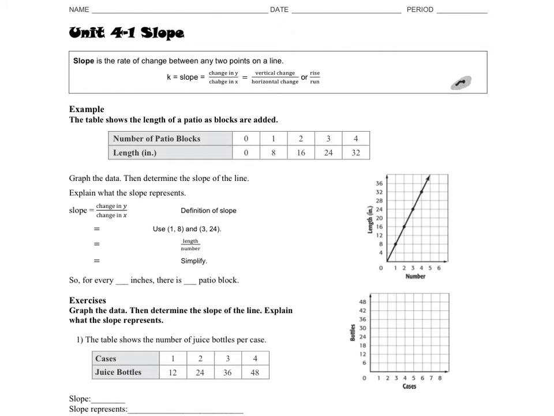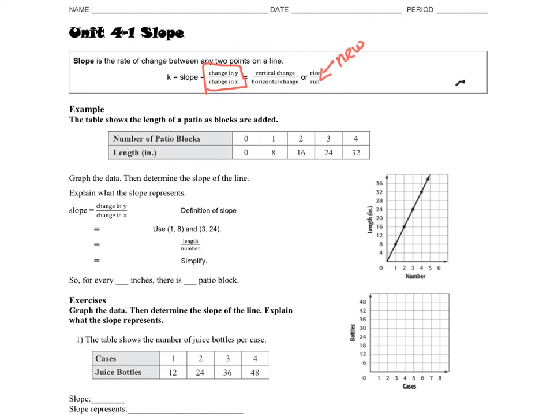We've been talking about slope. It's really all those things that we've been talking about: unit rate, constant of proportionality, change in y over change in x, vertical change, horizontal change, rise over run. That's kind of new, but we're going to talk about that throughout these notes.